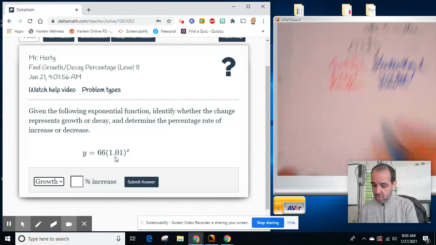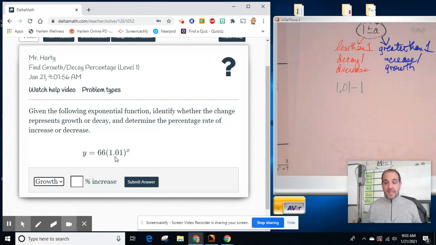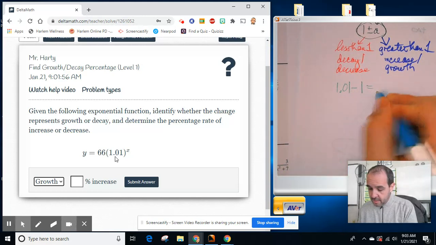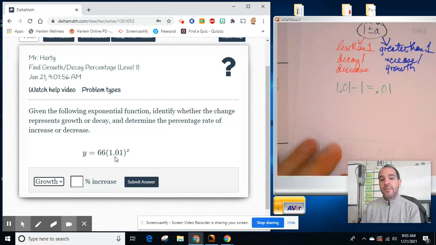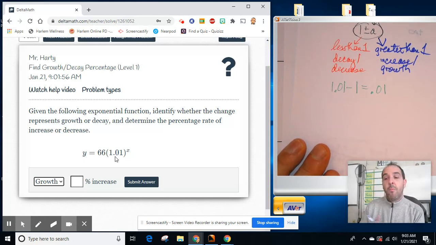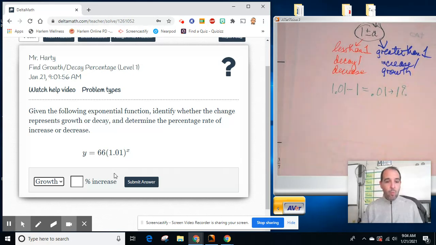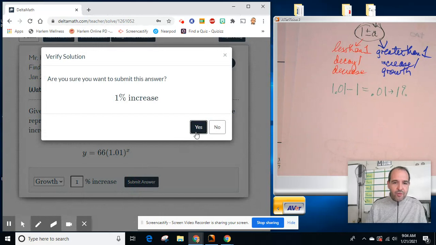Okay? So 1.01 minus 1, because that's what our base would be, is 0.01. But that's not the question. What percent increase is it? Multiply that by 100, turn it into a percentage. That's going to be a 1% increase. Now, we're actually going to do a second one of these in a minute, so I'll leave that at that for a second. I want to do a decay.